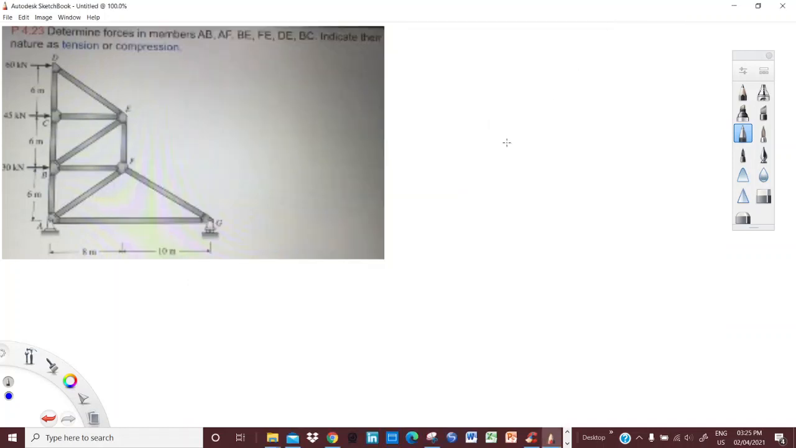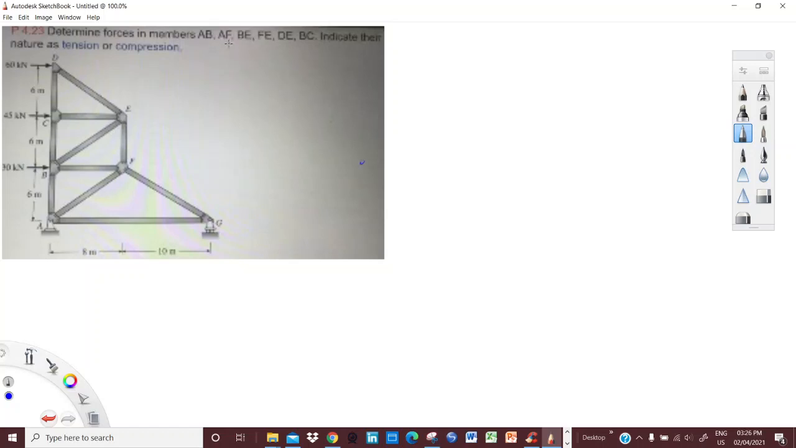Hi guys, in this lecture we are going to solve how to find the reaction at the support indicated by the truss. First of all, we need to find the reaction at the support, in order to find the members.